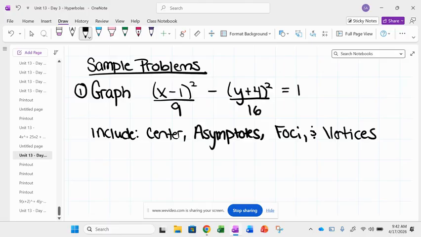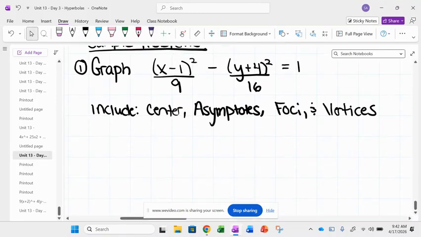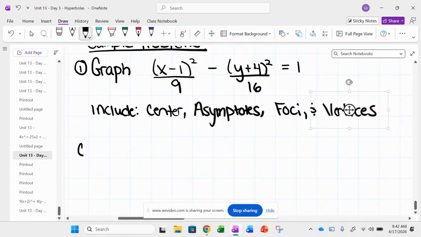So to start, I have to first decide, is this a horizontal parabola, horizontal hyperbola, or a vertical hyperbola? And how do you know? Good. So this is a horizontal hyperbola because the x is positive. Had the y been positive and the x negative, then it'd be a vertical hyperbola. So this is horizontal because the x is positive. And now what we're going to do is start listing out all of our different things. So I want us to include the center.